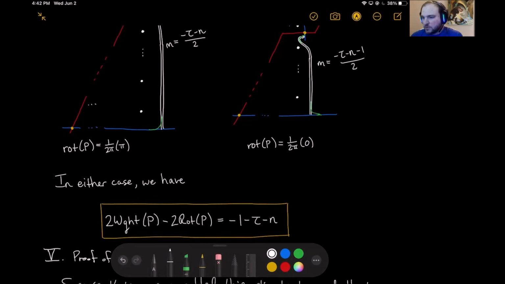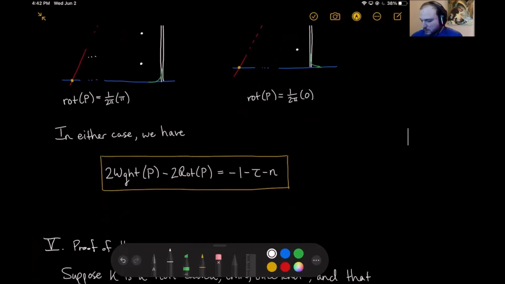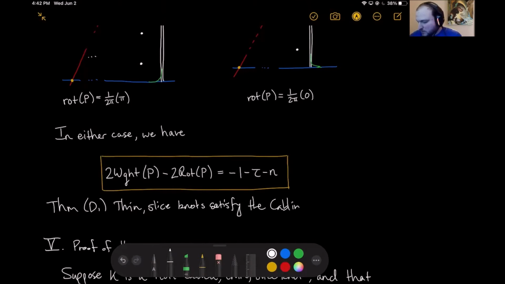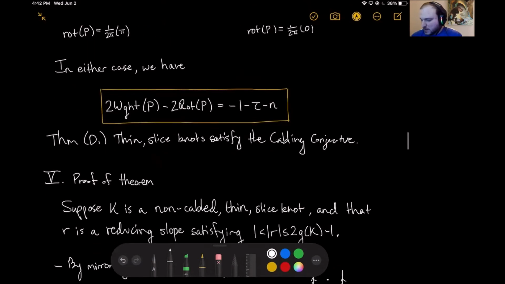Okay, so I kind of want to just go through, as I said in part 1, the result that I feel confident presenting right now is the one for thin knots. So that thin slice knots satisfy the Cabling conjecture. A lot of the same techniques are used in the argumentation for the full general thin knots, but this is, I guess, just a taste.